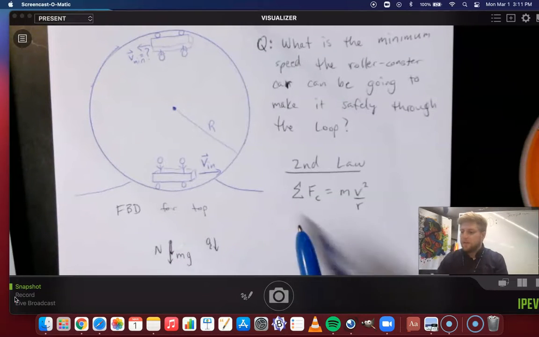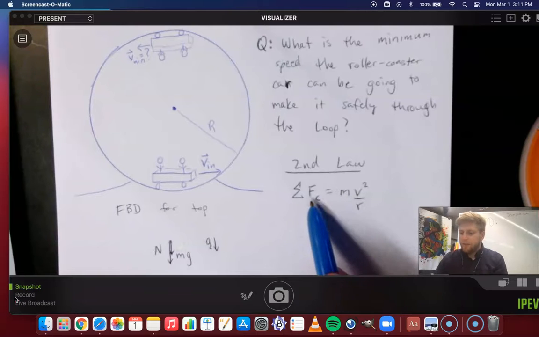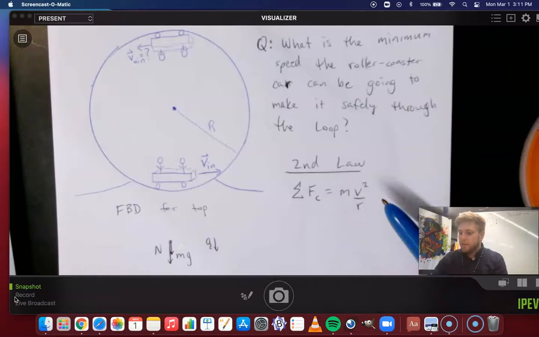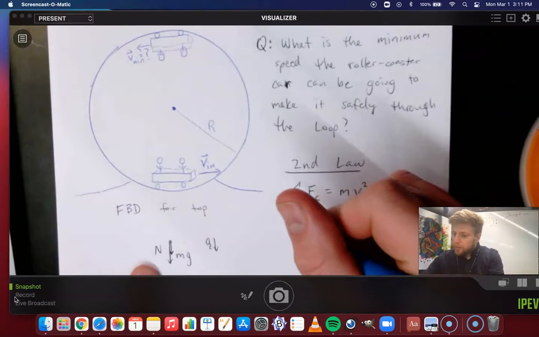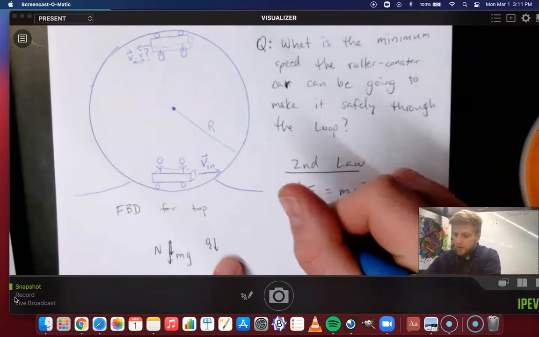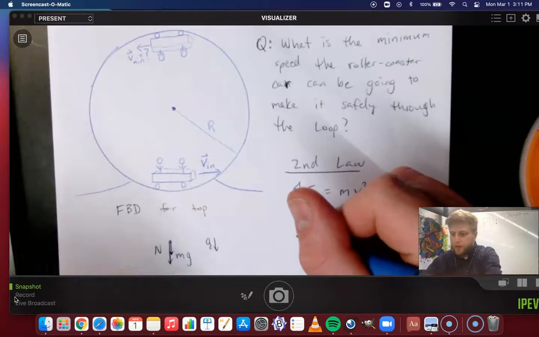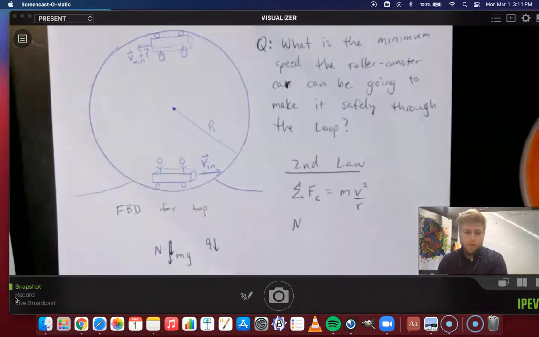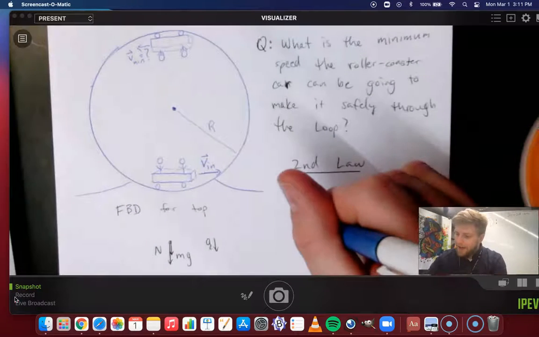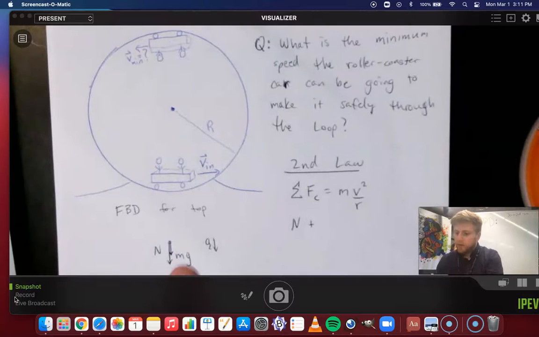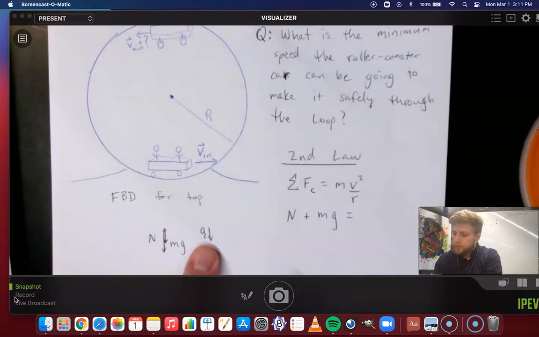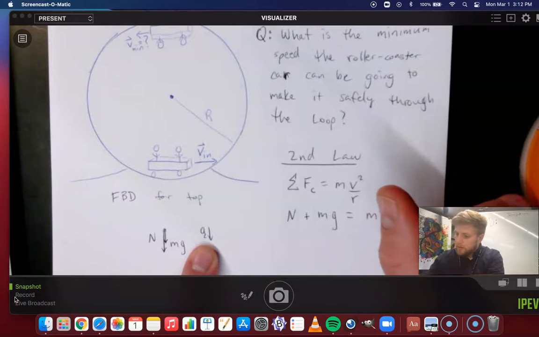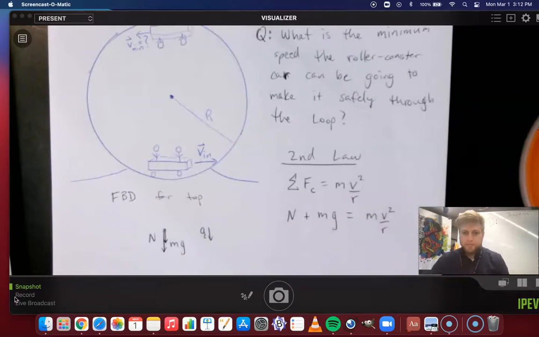The left-hand side says add all the forces acting to keep something moving in a circle, and the answer will be mv squared over r, or the centripetal force. So let's do that. We've got the normal force, which is acting in the direction of acceleration, so I'm actually going to call that positive. Normal force is positive. We're going to add the weight force because it's in the same direction, and that's going to be equal to mv squared over r.